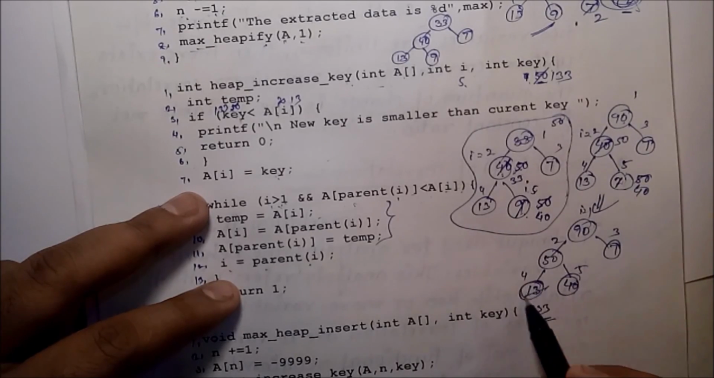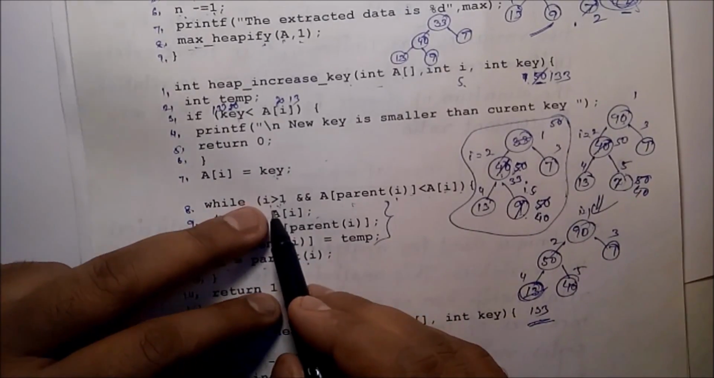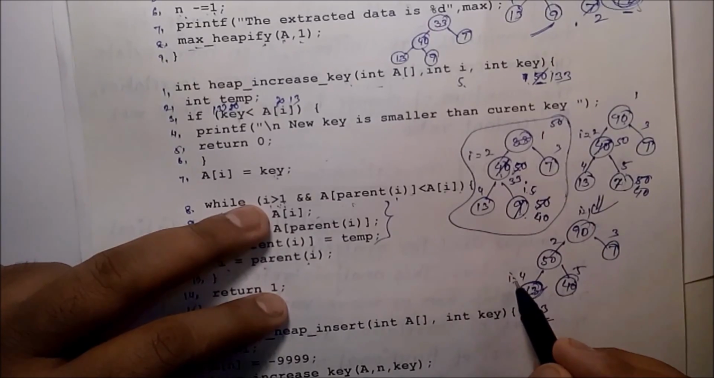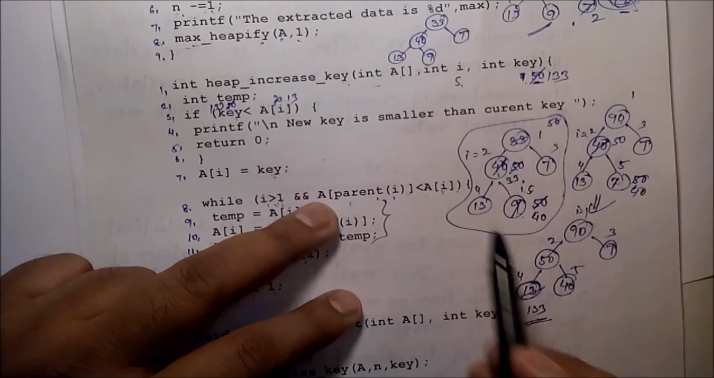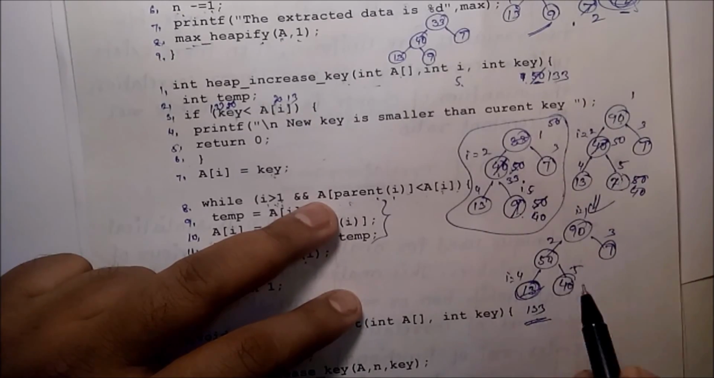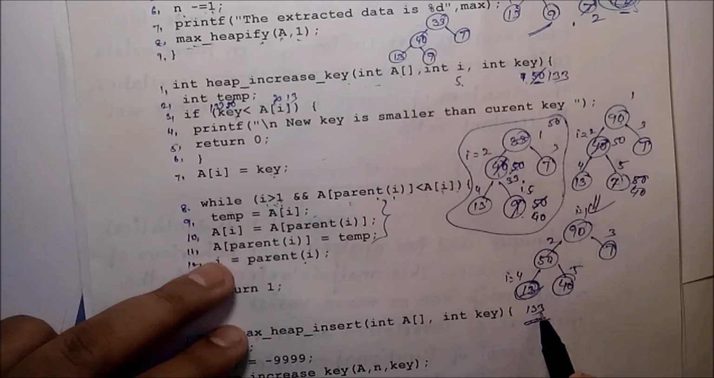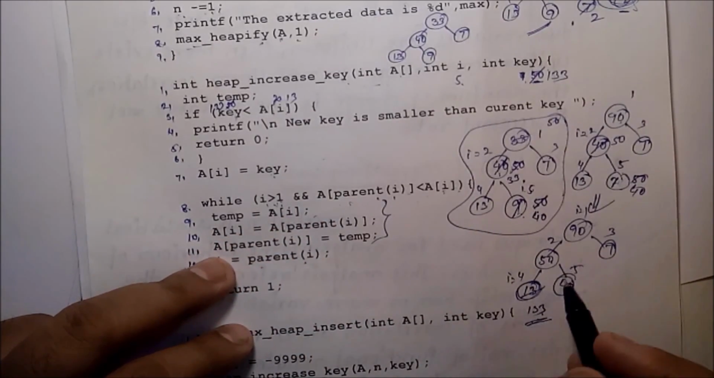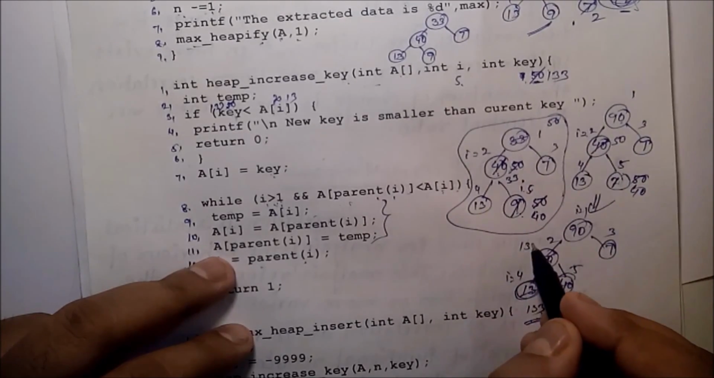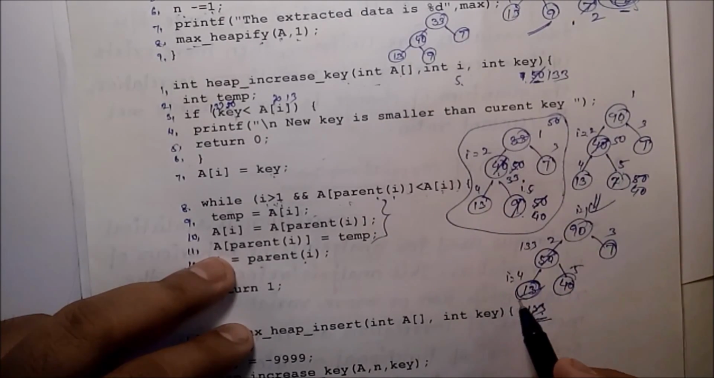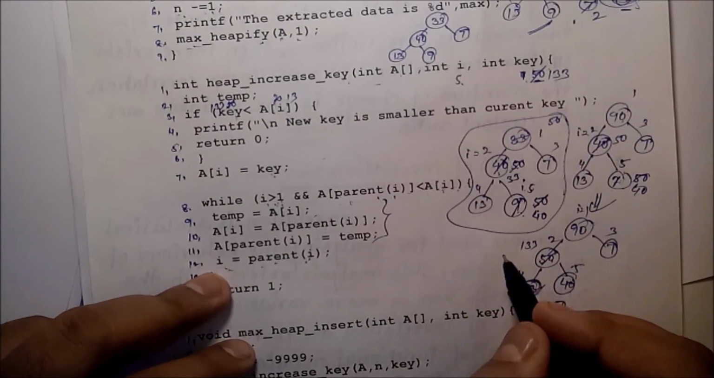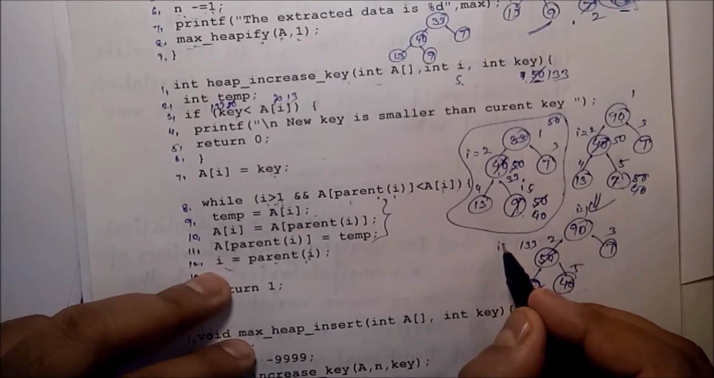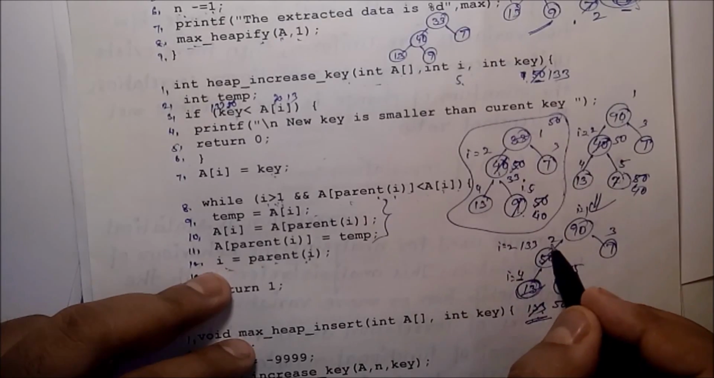Now the value of this node is 133. I greater than 1, the condition is true because i is equal to 4. Is the parent less than Ai? The parent is 50, which is less than 133. The condition is true, so swap the content with the parent. Now it is 133 and it will be 50. I is equal to parent of i. Now i will be 2; it was 4, now it is 2.